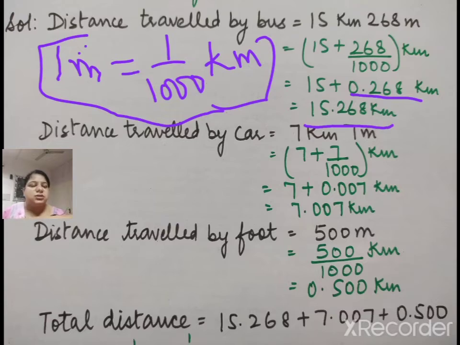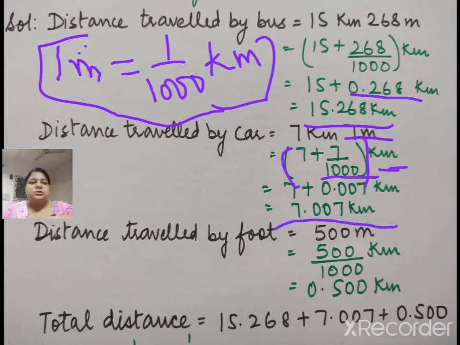Now next, the distance traveled by car was 7 meters, right? So again, to convert 7 meters into kilometers, we have divided this 7 meters by 1000, and after the bracket I have put kilometers, because 7 upon 1000 is already converted into kilometers. So 7 upon 1000 becomes 0.007 kilometers, and when you add up you will get 7.007 kilometers, right?